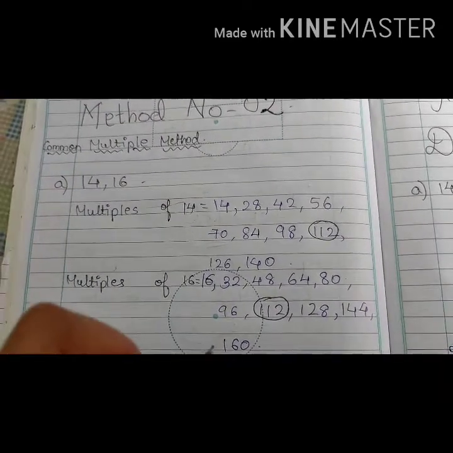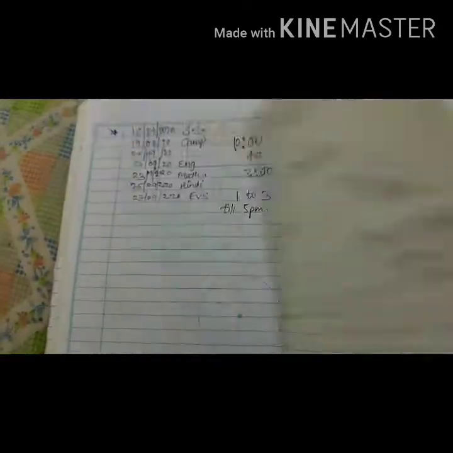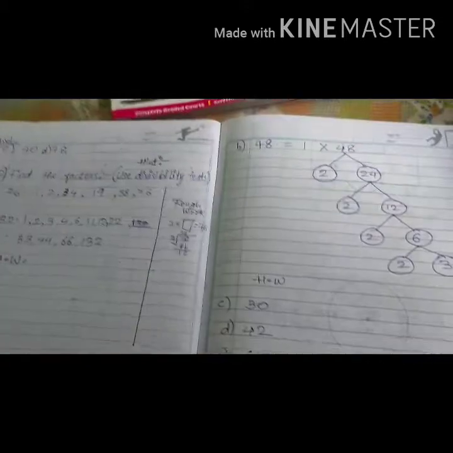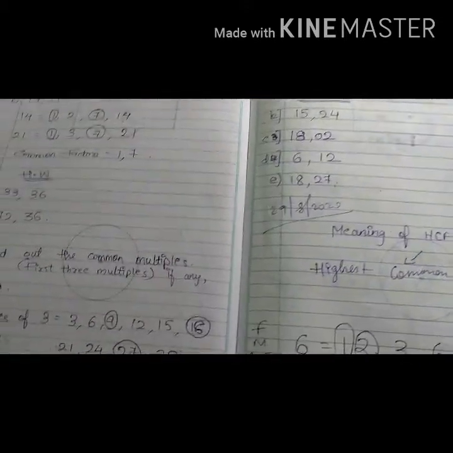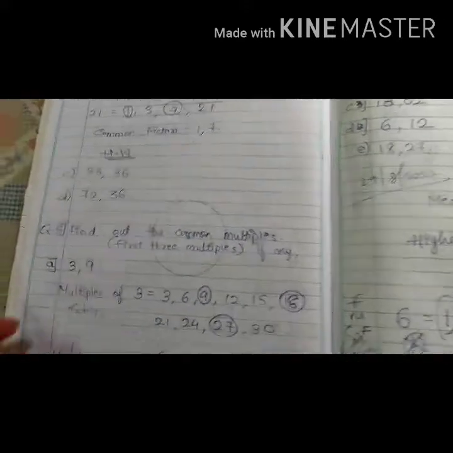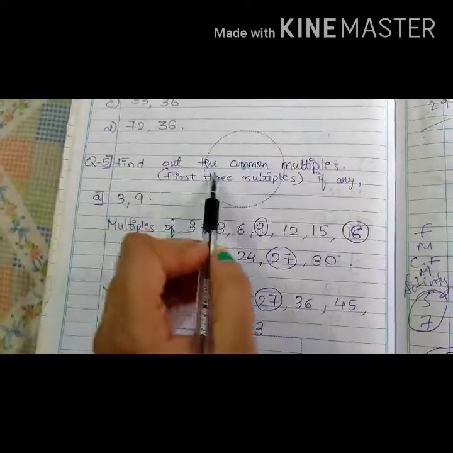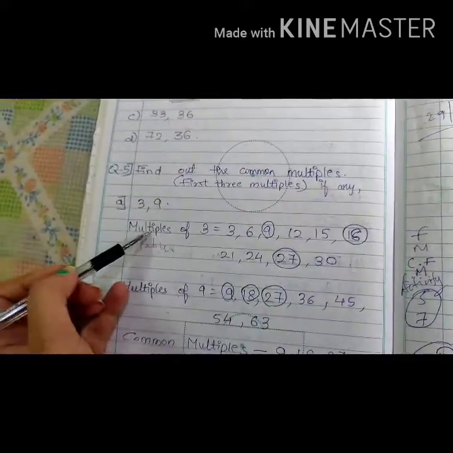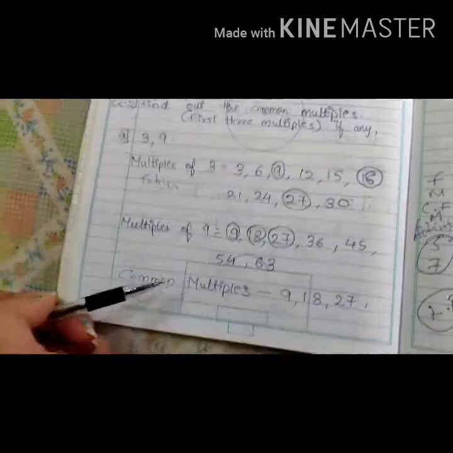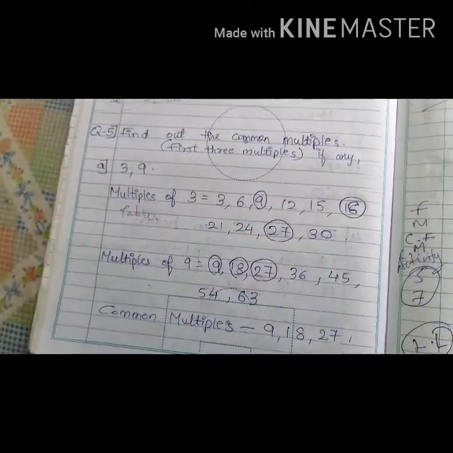Now what to do in this? If you remember the concept of multiples, I think we have done it over here. Where is it? So here it is. Find out the common multiples. So multiples of 3, multiples of 9, common multiples over.